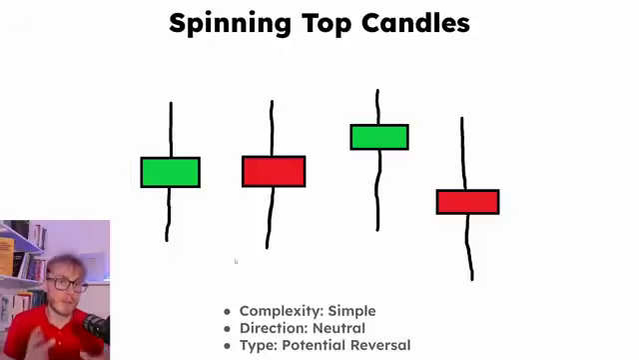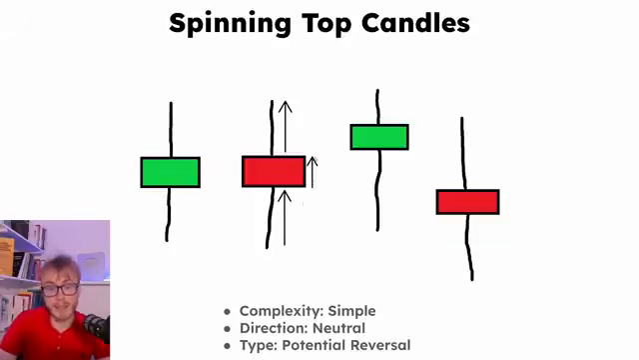With that said, in order to have spinning top candles, we still want the wicks of the candles to be larger than the real body. So a good rule of thumb here is that you want the wick, both the upper and the lower wick, to be at least bigger than the real body.